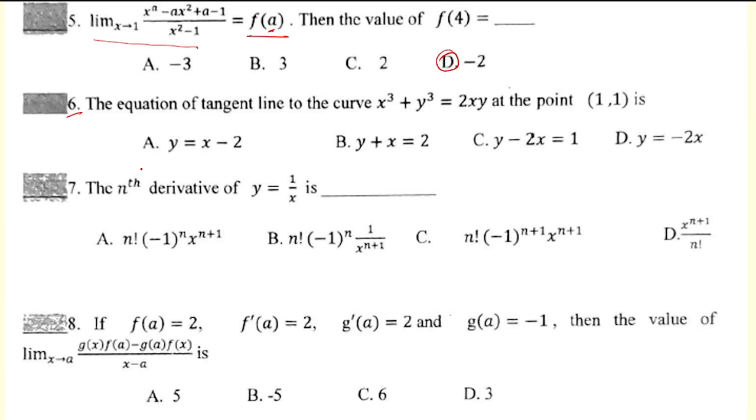Question number 6. The equation of the tangent line to the curve x cubed plus y cubed is equal to 2xy at the point. Look, you have the curve equation and one point on the curve where the tangent line touches. So find the equation of the tangent line. Always, to find the equation of the tangent line, we need to have one point. Already we have one point. What remains? The slope. So what's the slope of the line? That's dy by dx at the point 1, 1. This is our slope. So we have the slope, we have the point, which means we can get the equation of the line.